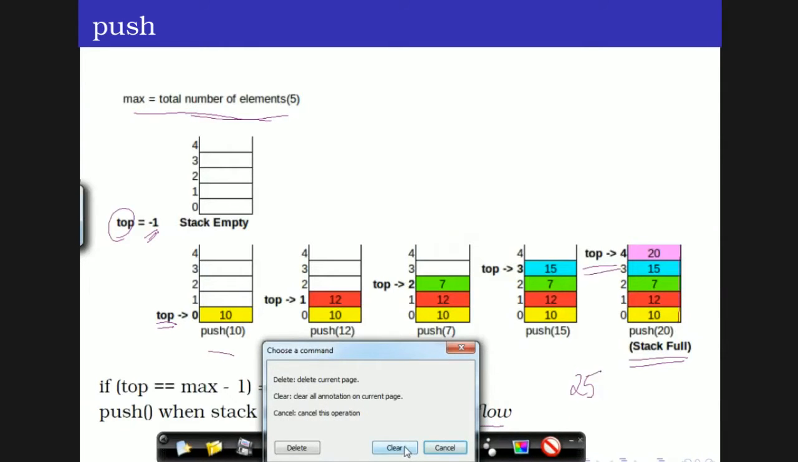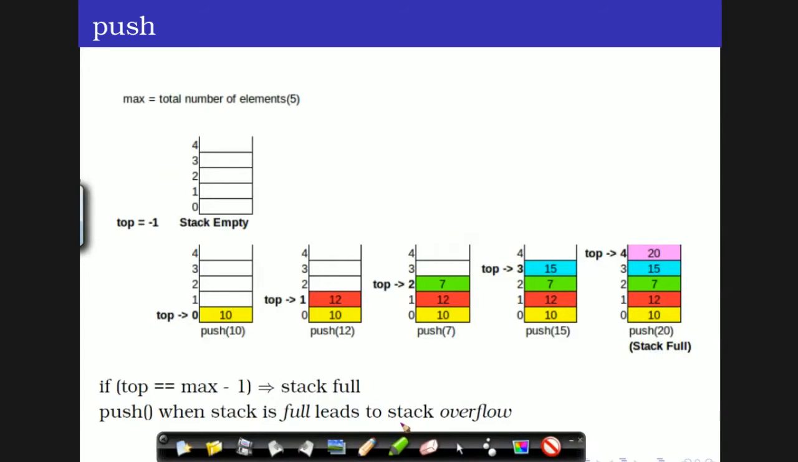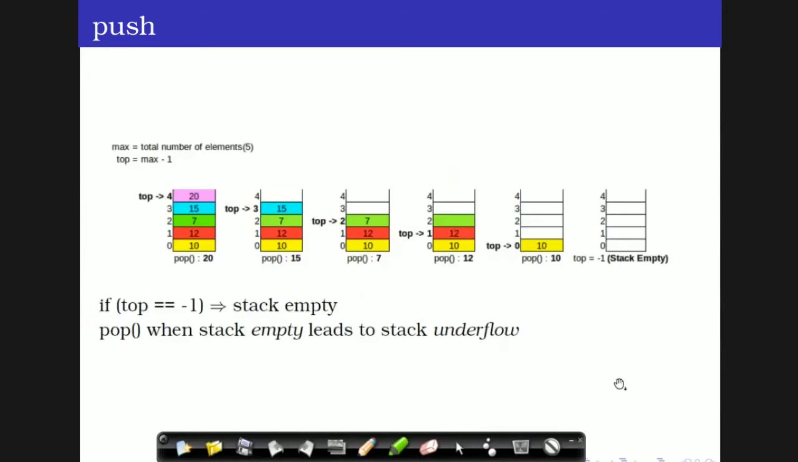Now let's see the next operation. Here we have the pop operation, and again the maximum number of elements that you want to store in the stack is 5, so the stack is already full. We have top reached max -1. If the maximum value is 5, then if top reaches max -1, that is 4, that means we have reached the topmost element in the stack.